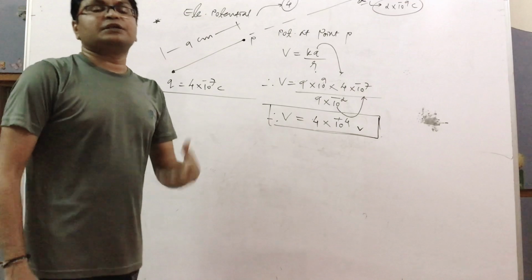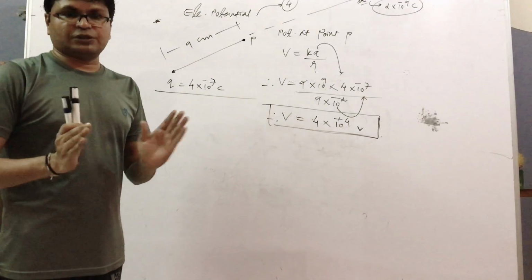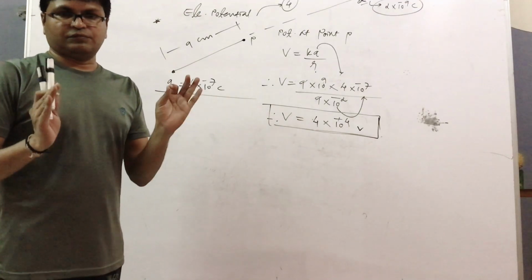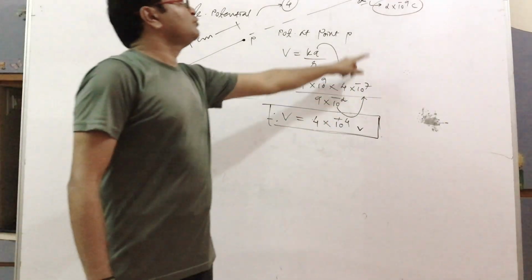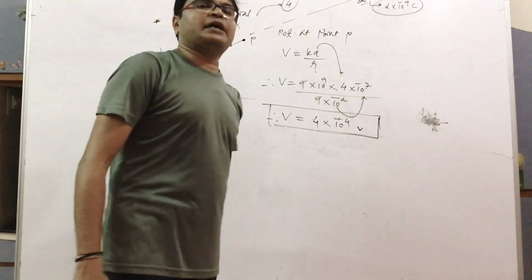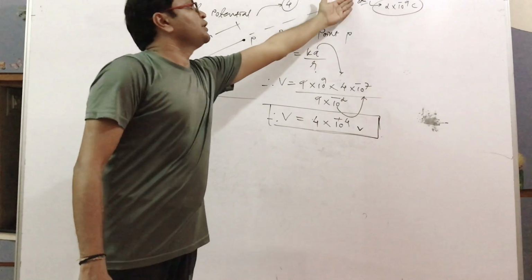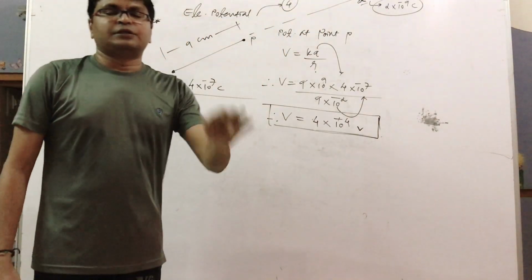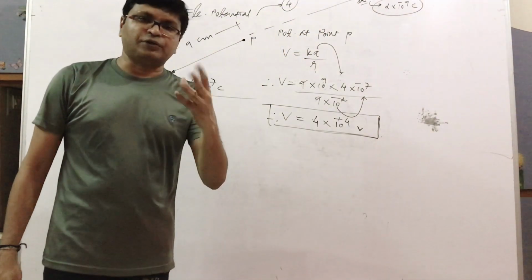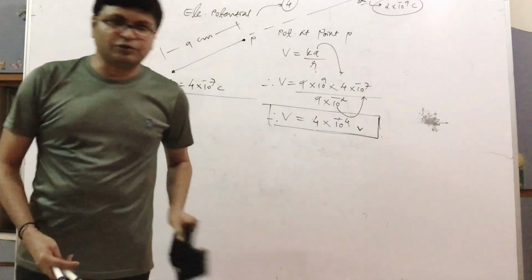So what is the work done required? The question is: calculate the work done required in moving this 2 into 10 raised to minus 9 coulomb charge from infinity to this point P. Apply your logic if you have. Take your time, don't worry.